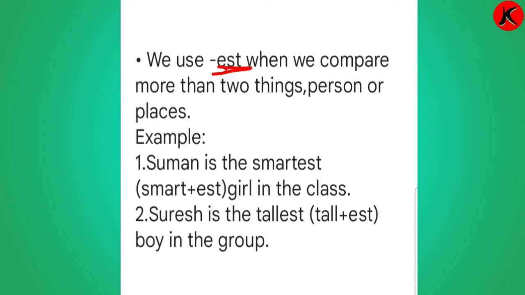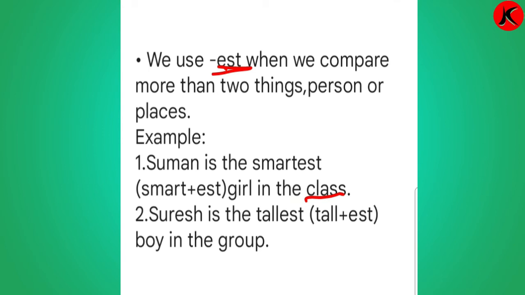Let's see the example. Examples are given here. See, Suman is the smartest. Smart plus est. So Suman is the smartest girl in the class. Not only one, but many students. But in all that group, she is the smartest. It says class, right?